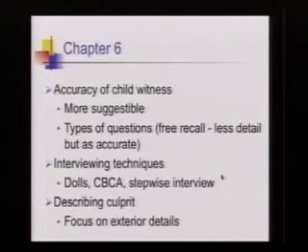Okay, accuracy of child witnesses. I said children are more suggestible, right? It's easier to mislead them. If you use free recall, they're just as accurate, but they give less detail. Okay?